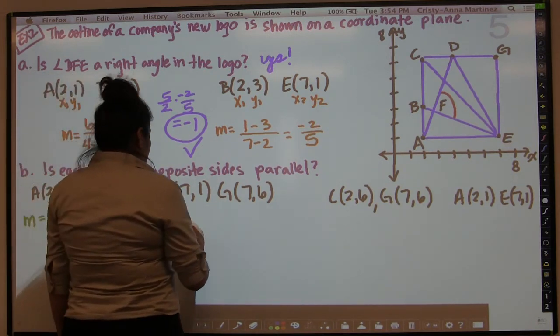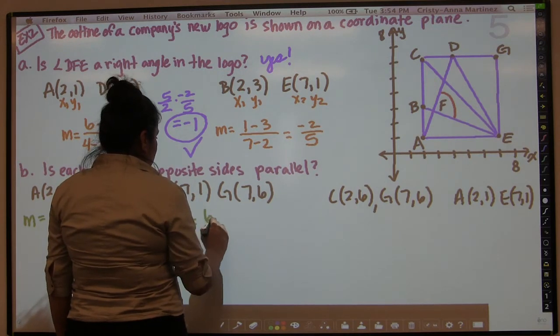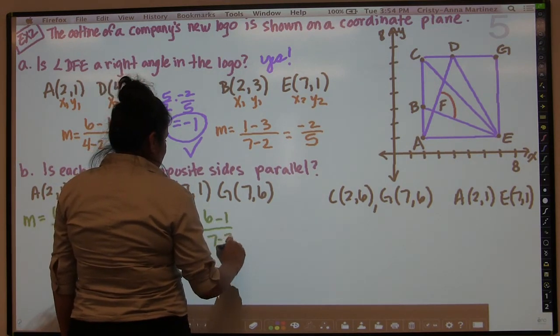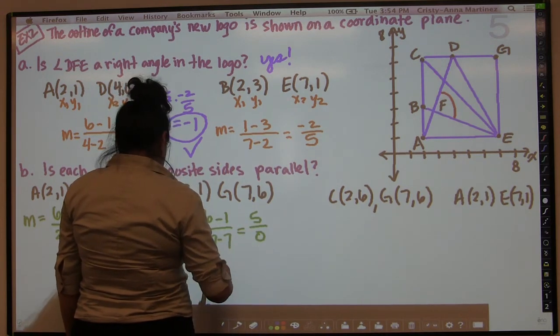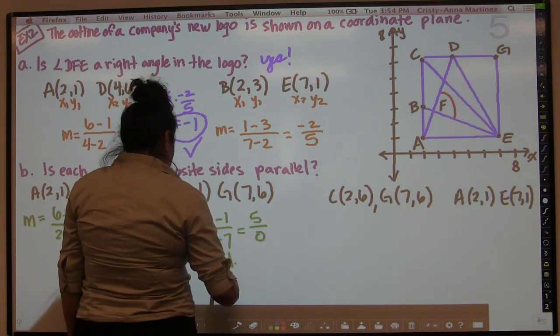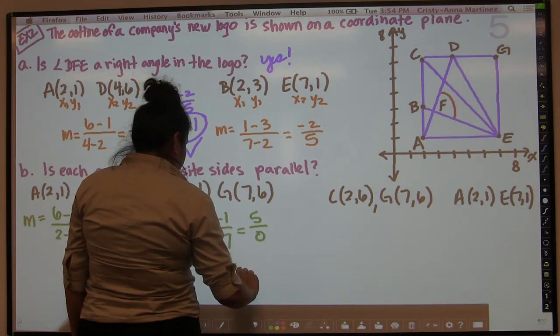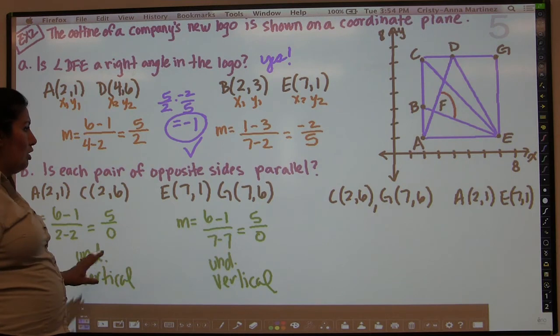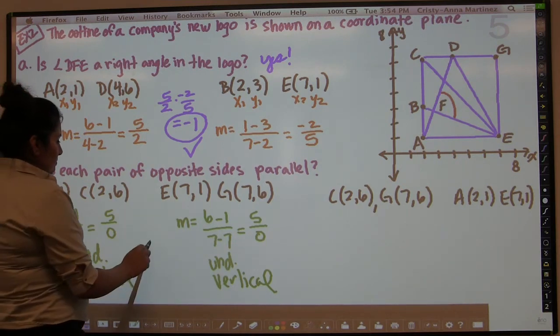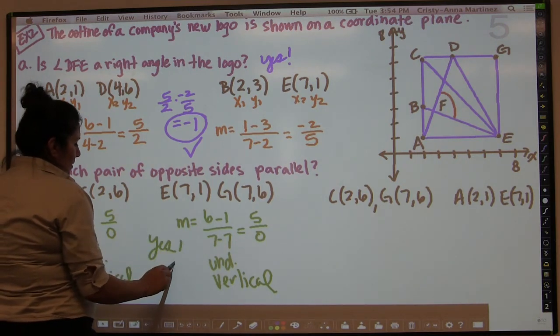And then over here in this case, we do the same thing. We're going to go 6 minus 1 over 7 minus 7, and that's 5 over 0 again, undefined, and it's vertical. And we know from before that 2 vertical lines are always parallel. So in this pair, the answer is yes, they're parallel.